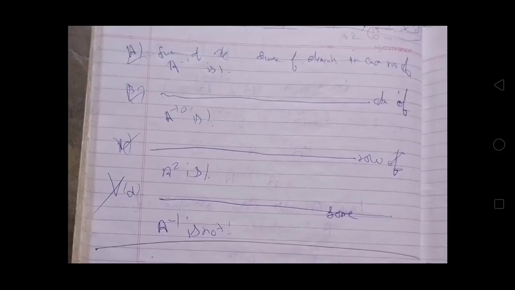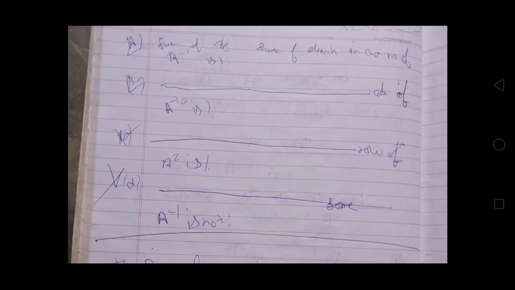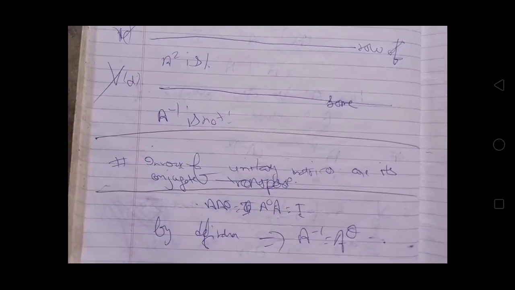Now you can also see that option C is correct and option D is incorrect, because it has been said that the sum of the square of elements in some row of A raised to the power minus 1 is not equal to 1, and we know that A inverse is an orthogonal matrix, so the sum of the square of all the elements in each row is 1.